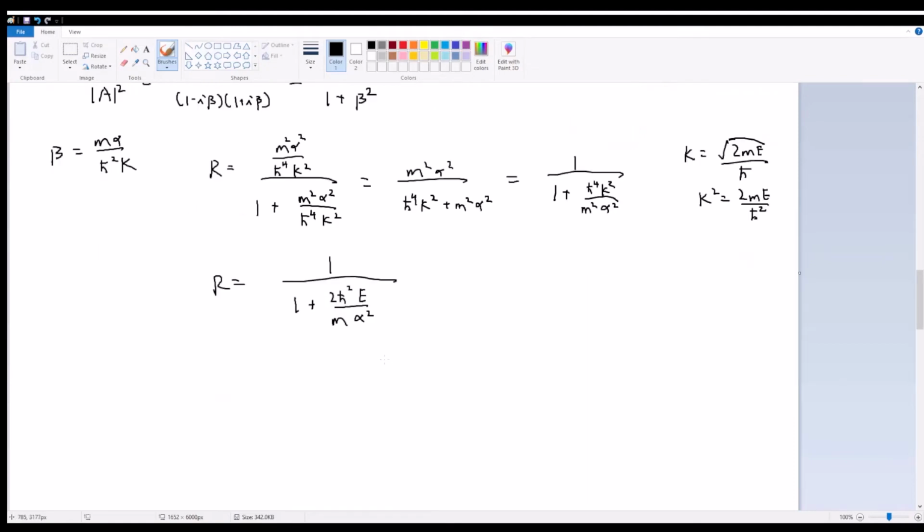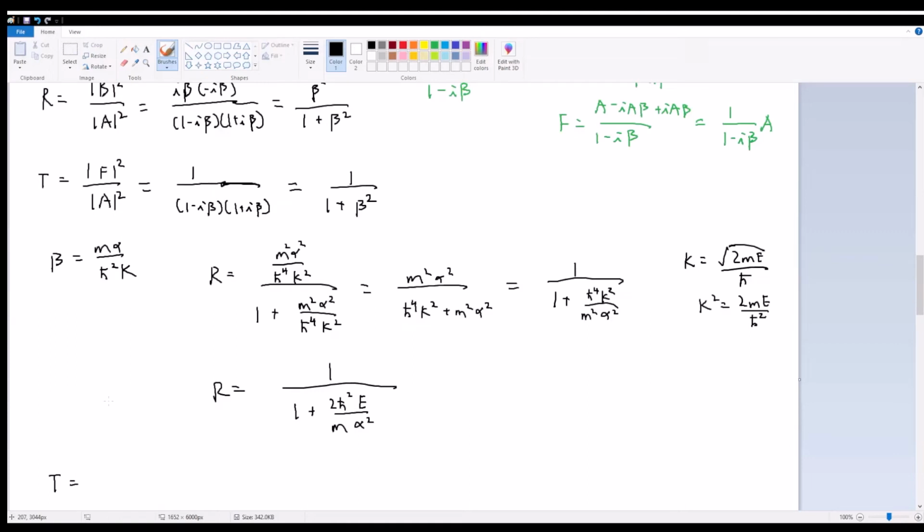And then we can do the same for t. So t is going to equal, this one's a lot easier, 1 over 1 plus beta squared, so plus m squared alpha squared h bar fourth k squared. So 1 over k squared is going to equal h bar squared over 2mE.